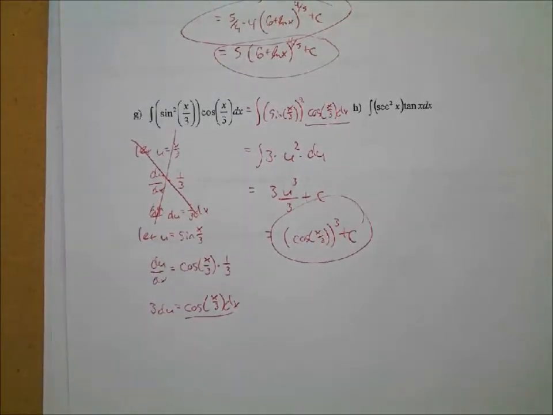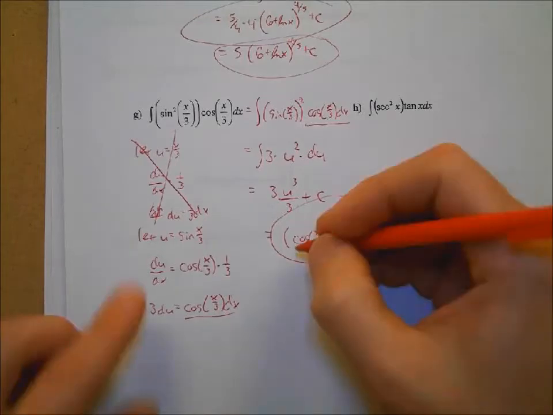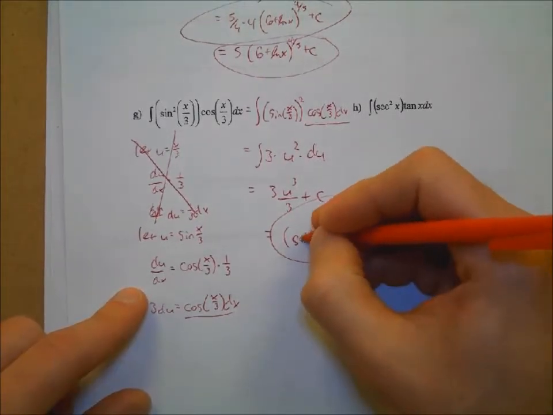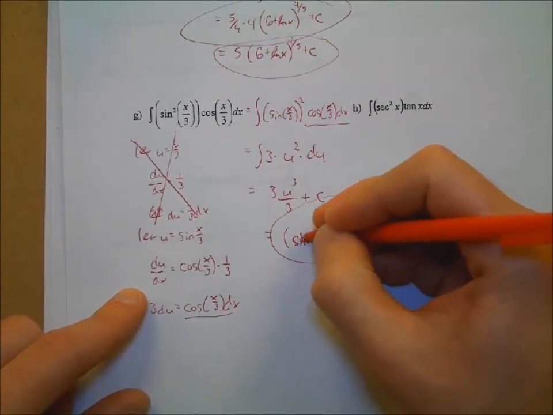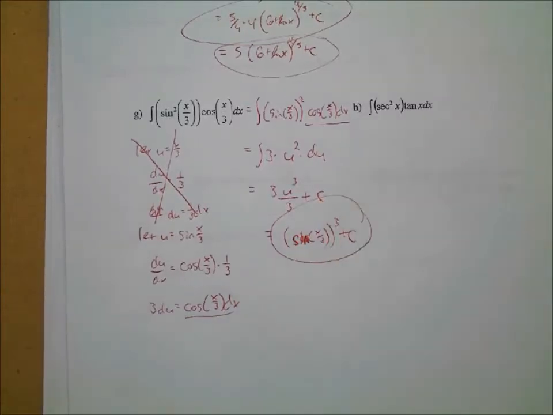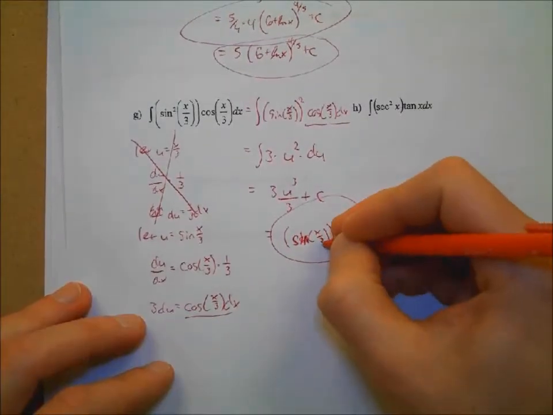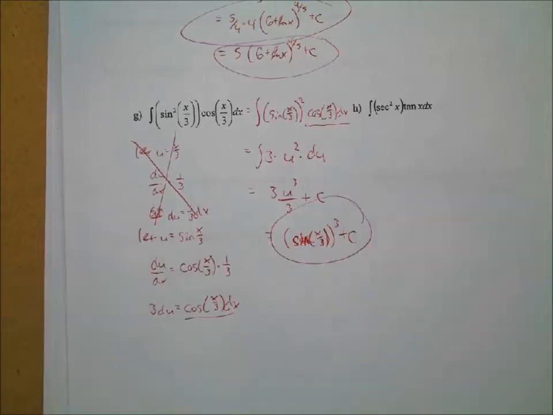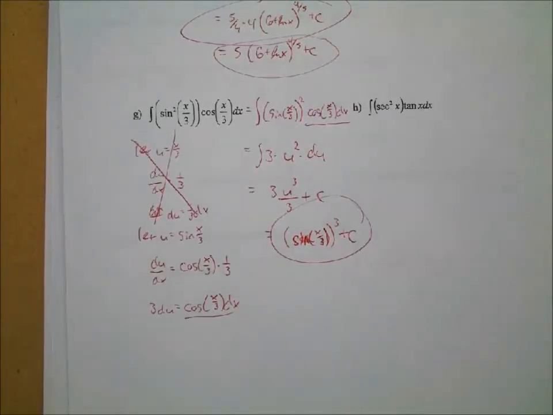Did I mess up? Oh, it's sine. Doggone it, you're right. Do as I say, not as I do. Actually, no, don't do as I say because I definitely messed up. So don't do as I say or as I do, just listen to other people. Okay, sine of x over 3 cubed plus c.